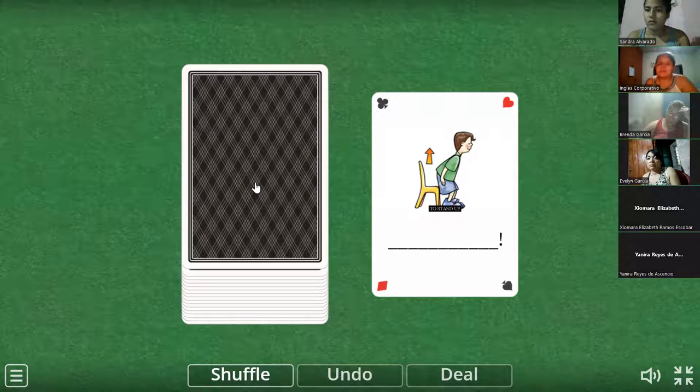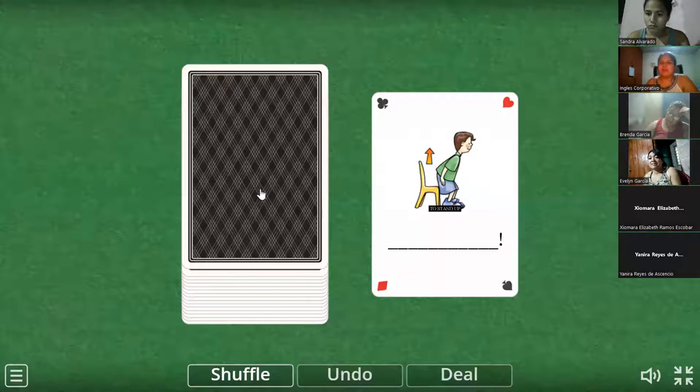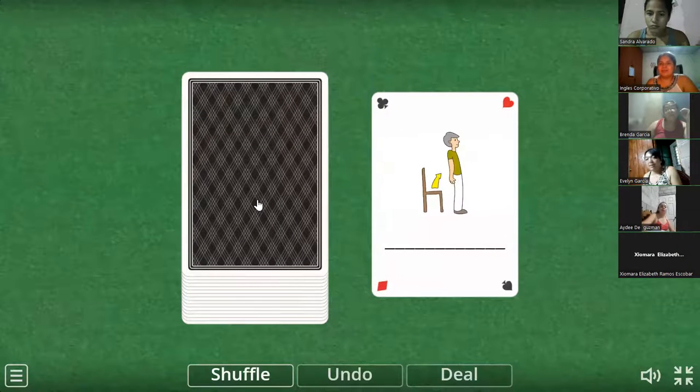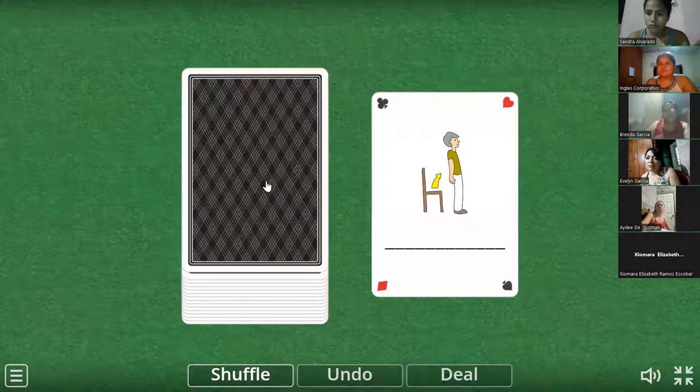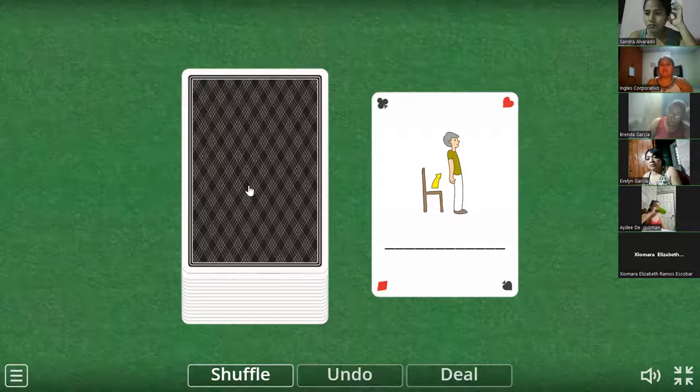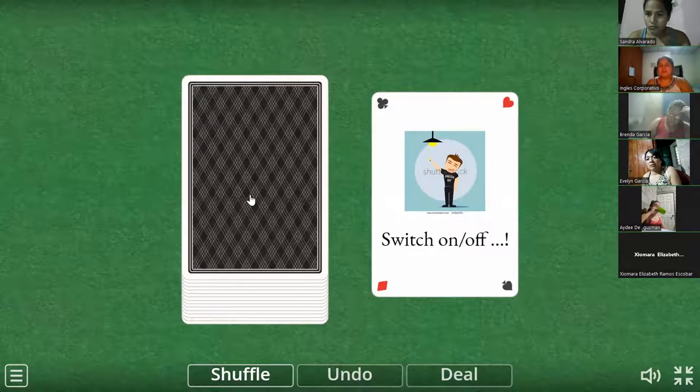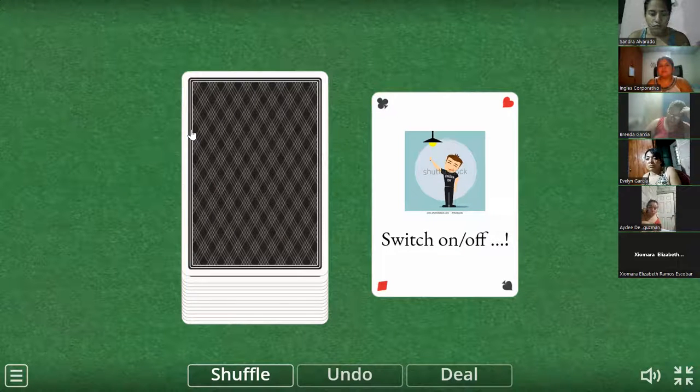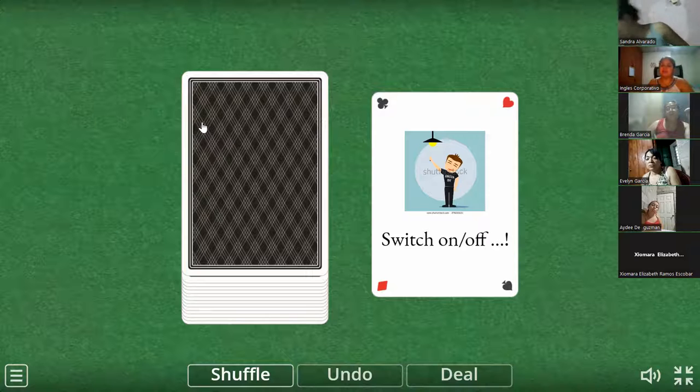What would be that imperative? Stand up or sit down? Stand up. Okay. What about this one? The same, right? Let me see this one. Turn on the line. You can say switch on, also turn on. Switch on or switch off the line. Okay, very good.